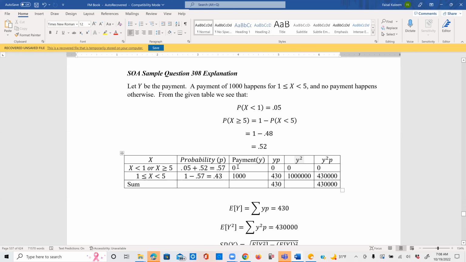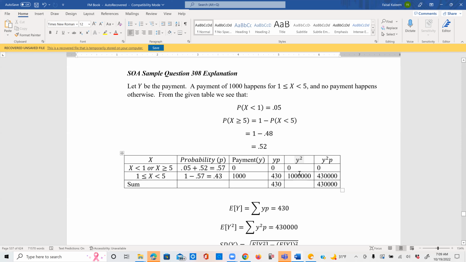So the payment under the condition that X is less than 1 or greater than or equal to 5 is 0. And the payment under the condition that it's greater than or equal to 1 and less than 5 is 1,000, as given. So the next column is payment times the probability. Remember, we are finding the expected payment. So that will be the summation of the payment times the probability of each payment. So YP is 0 when P is 0, and YP is 430 when P is 0.43 and payment is 1,000.